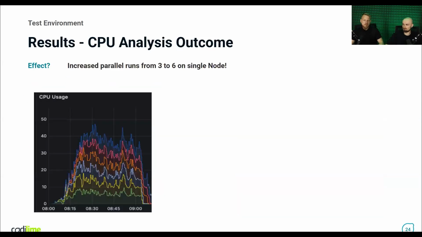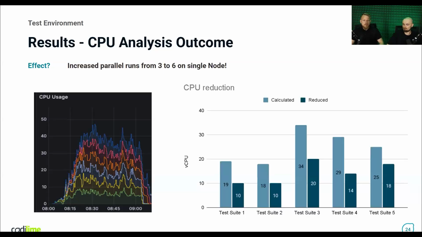So what is the impact of this optimization? On the left chart, we see that we ran 6 test suites in parallel on one node. This shows how much we improved after optimizing CPU usage. On the right, we can see the comparison between calculated and reduced CPU values. For example, in test suite 1, we reduced from 19 to 10, and in test suite 3 from 34 to 20. This reduction also allows us to fit more workloads on the same node.